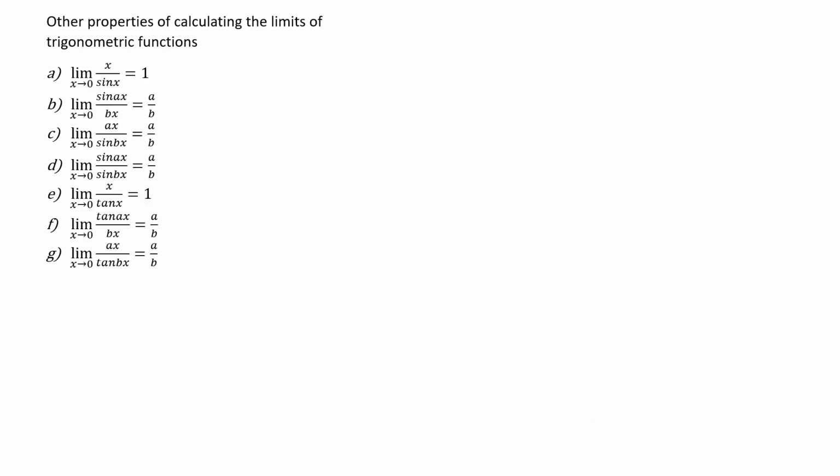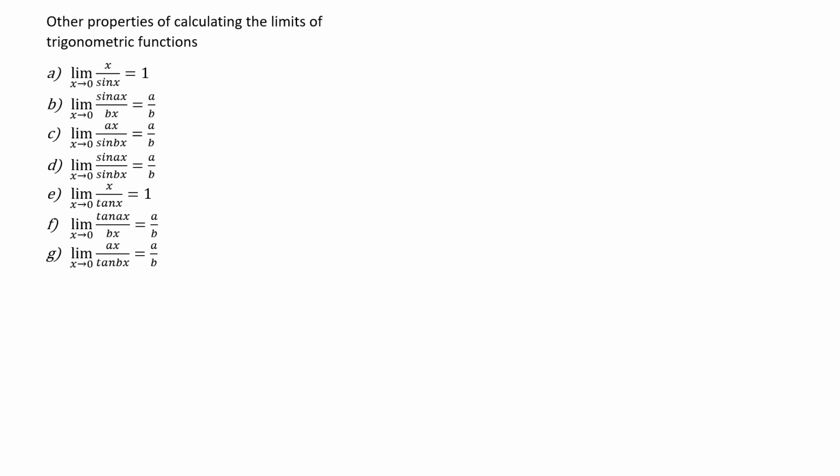In other words, we have other properties that we'll be using in finding the limits of our trigonometric functions. Limit as x tends to 0 of x over sin x is also 1. Limit as x tends to 0 of sine of ax over bx will be a over b. Limit as x tends to 0 of ax over sine bx will be a over b. Limit as x tends to 0 of sine ax over sine bx will be a over b.